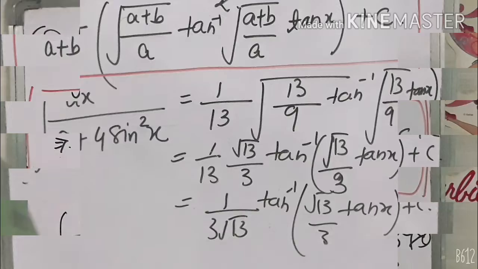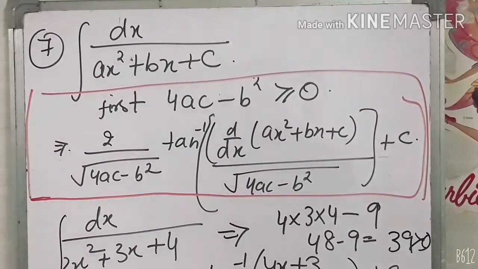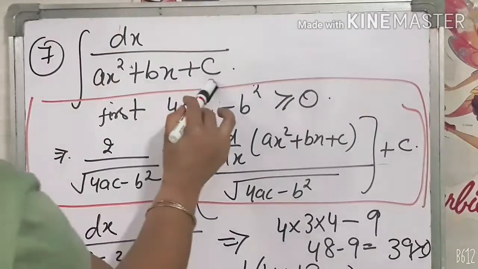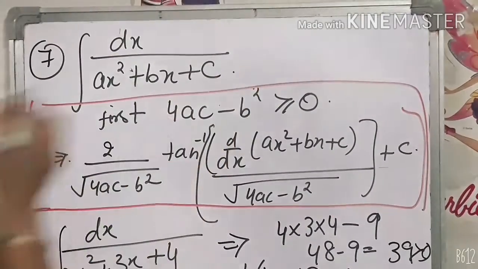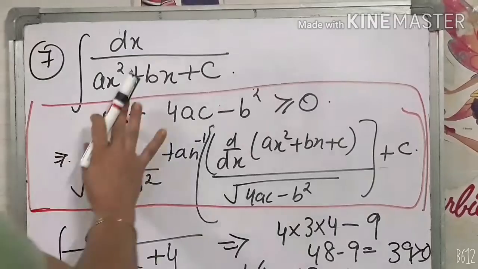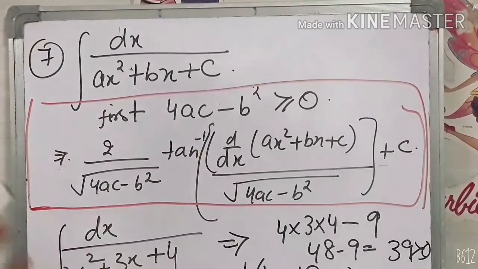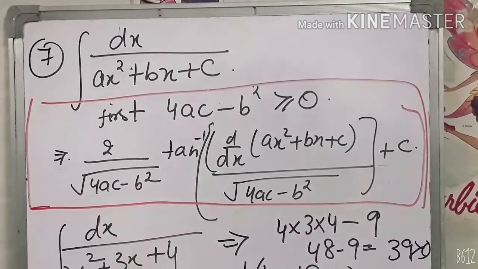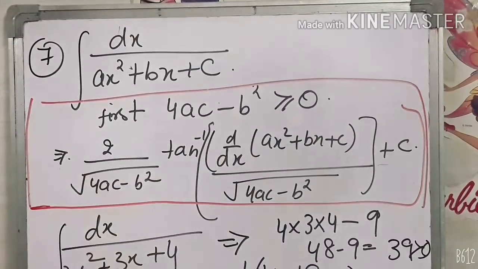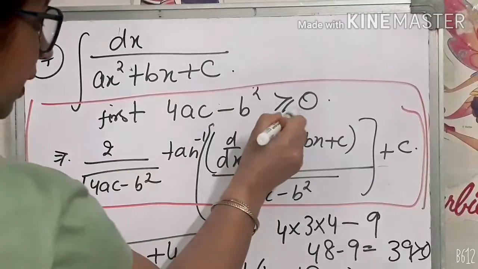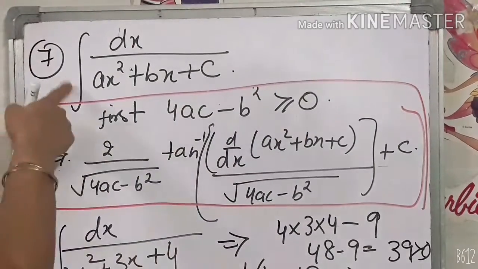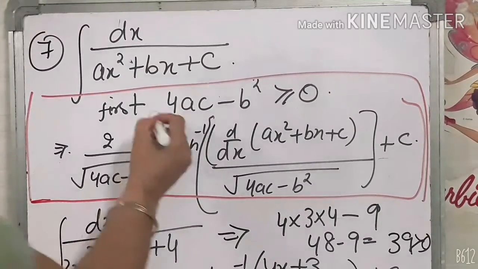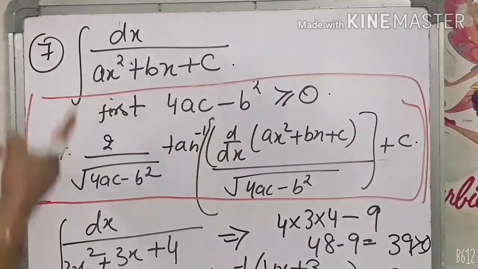Make a note. Now, the seventh form is, if integral is in the form of the quadratic, this form only. If the root is there or something else, you cannot do. If the form is like that, then how to integrate in 1 second or 5 seconds? Then you need to check it first. 4ac minus b square should be greater than equal to 0. Then possible for this one. Otherwise not.